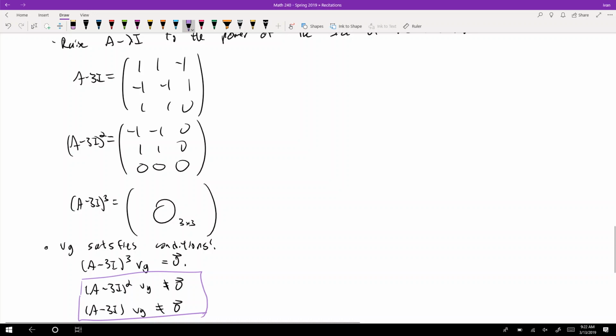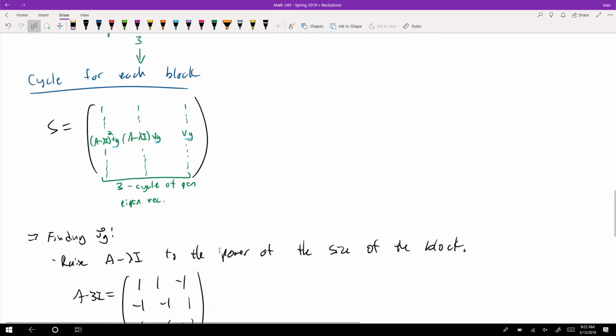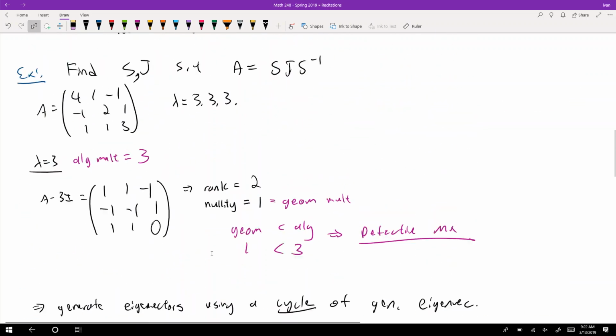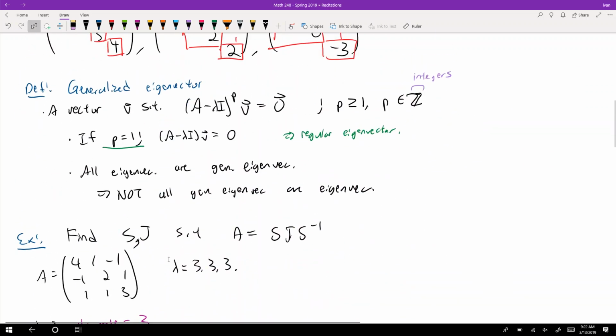Why can't we have (A - 3I)^2 vg not be... what happens if any one of those two are the 0 vector? Right, exactly. These two vectors right here, if we go up, we plug them into the first two columns there, into the S matrix. But what are we trying to do with the S matrix? S J S inverse. So we have to invert the S matrix.